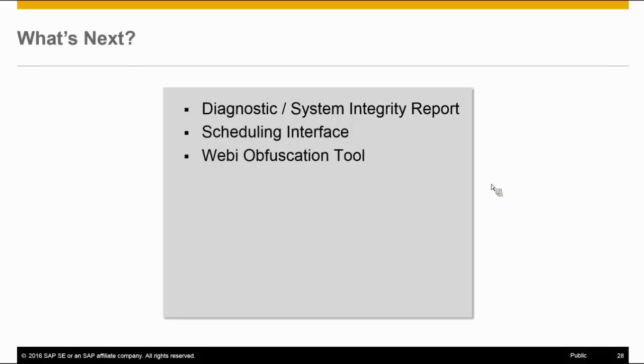Web Intelligence obfuscation tool. This tool will let you scrub the data in your Web Intelligence report so that you can send a Webi document with saved data to SAP for testing, but not have to worry about sensitive data in the report. Recycle bin metrics. With the release of 4.2 that we're all very excited about, there are a number of new aspects that we should be reporting on, recycle bin metrics being one of them. So that's a big feature that we're looking to include.